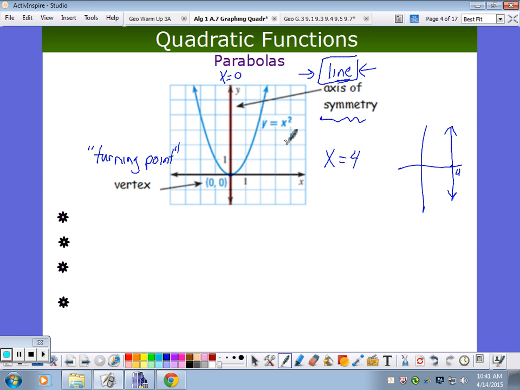Can you picture a parabola being somewhere else on the graph? Yeah. It can be. And so you can still have a vertex. So it doesn't necessarily have to be on 0, 0. You guys, these are great questions.